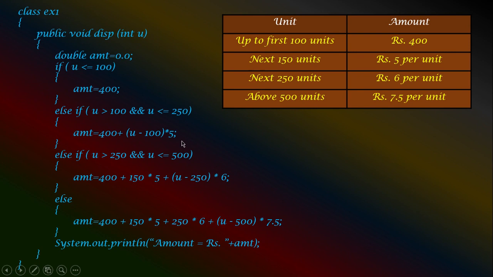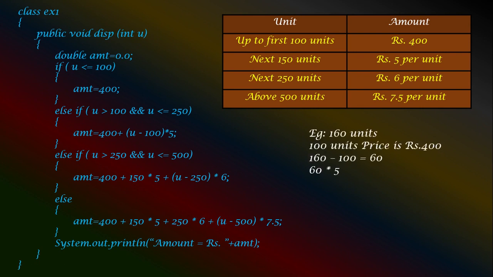So how is the bill value calculated? Let us take up an example so that it will be understandable. So see, suppose I have consumed 160 units. So according to the table, for the first 100 units, my price will be 400. Next, 150 units will be priced at rupees 5 per unit. So it is saying that those units that exceed the 100 mark but are up to the next 150 will be 5 per unit.